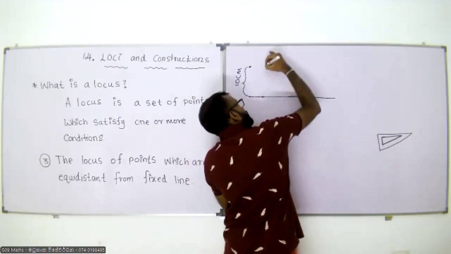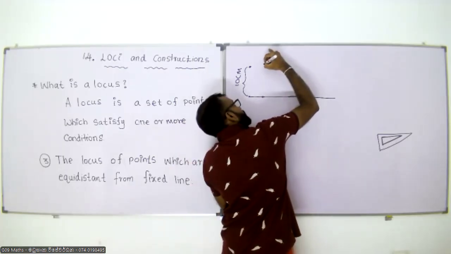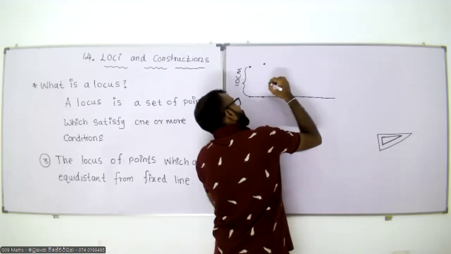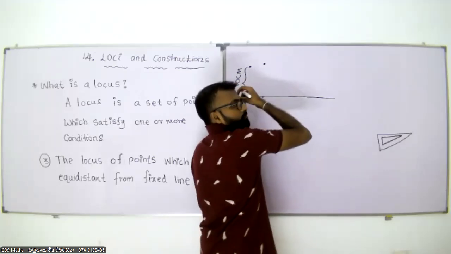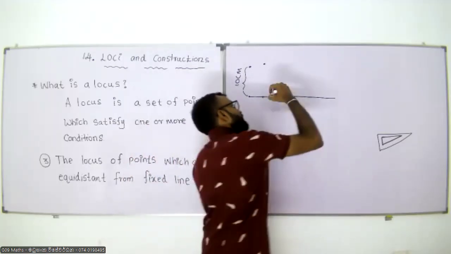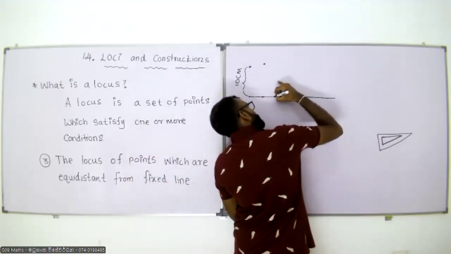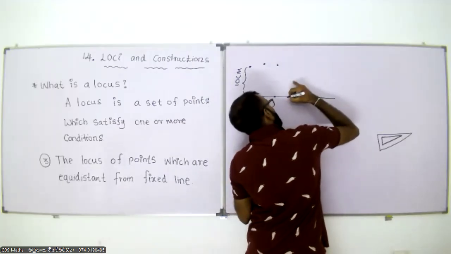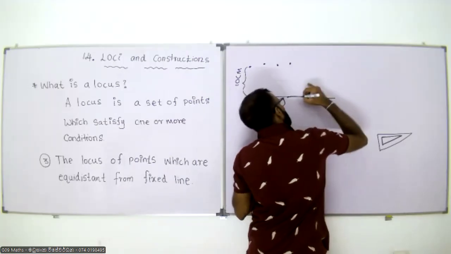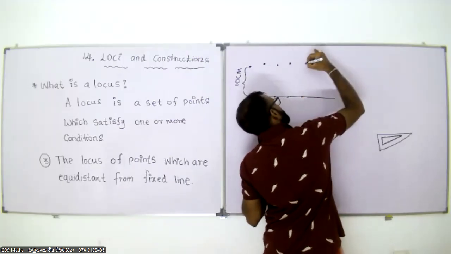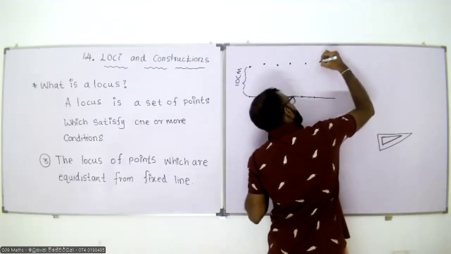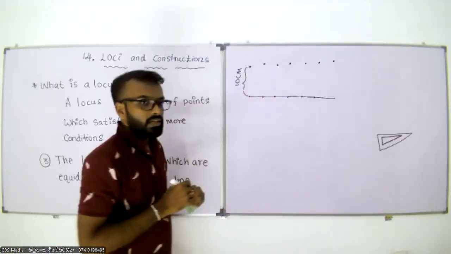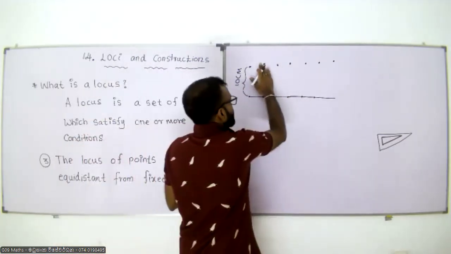So if I draw another one from here, this should again be 10 centimeters. If I take another point, the distance should be 10 centimeters. Until the end, the distance should be 10 centimeters.